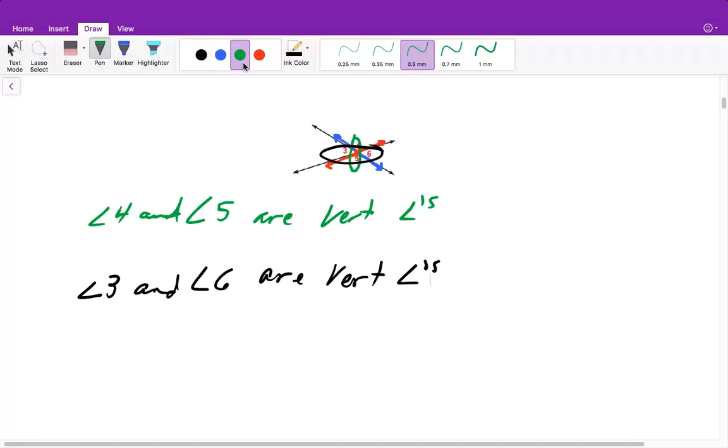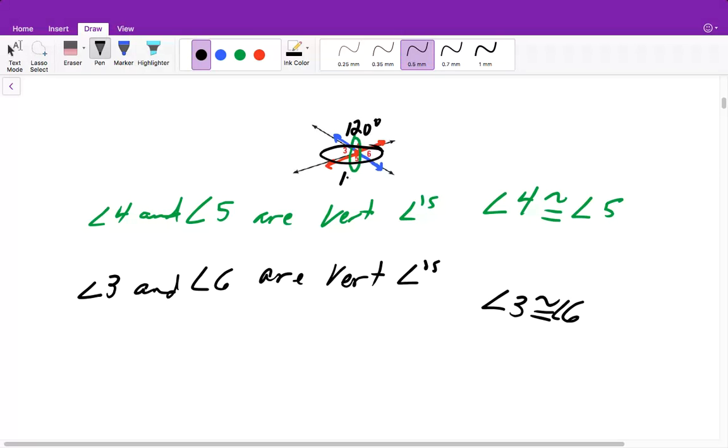Now, the key thing you have to know, not only being able to identify them, is that when they're vertical angles, they're congruent, or equal to each other. So angle 4 is congruent to angle 5, and angle 3 is congruent to angle 6. That means these angles will have the exact same measurement. So if 4 is 120 degrees, that means 5 is 120 degrees. If 6 is 60 degrees, then 3 is 60 degrees. So our vertical angles are always congruent, or equal to each other.